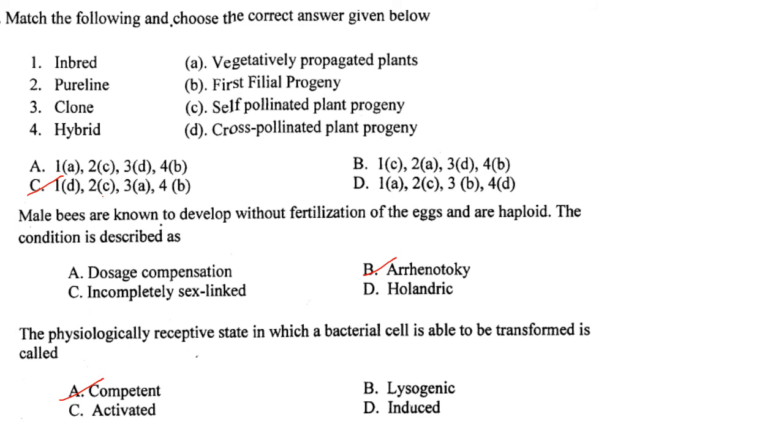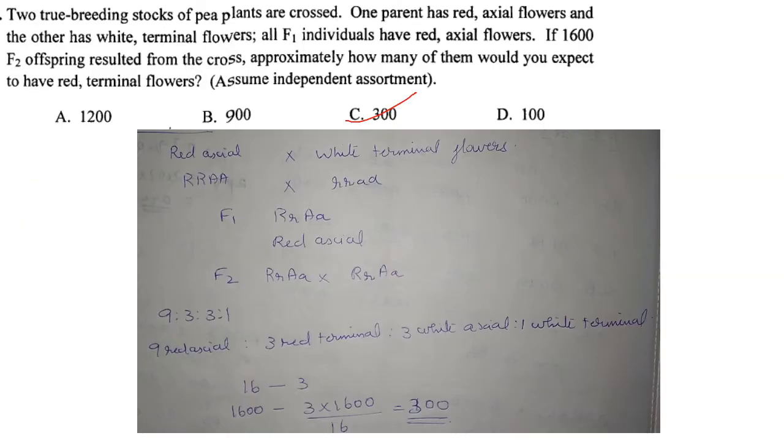Male bees are known to develop without fertilization of the eggs and are haploid. The condition is called arrhenotoky. Answer is option B. The physiologically receptive state in which a bacterial cell is able to be transformed is called the competent state. That is the physiologically receptive state in which the bacterial cell can be transformed with DNA. Answer is option A.